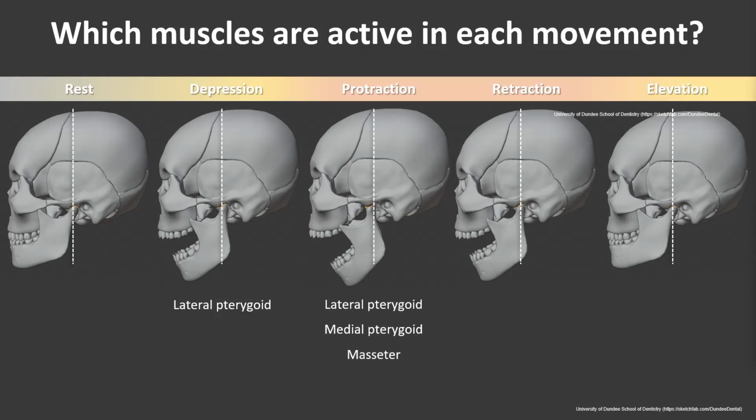If we want to then retract the mandible, pull our condyle back into the mandibular fossa, we will fire the other part of the masseter muscle and temporalis. And finally, to elevate the mandible, we will fire medial pterygoid, masseter, and temporalis.